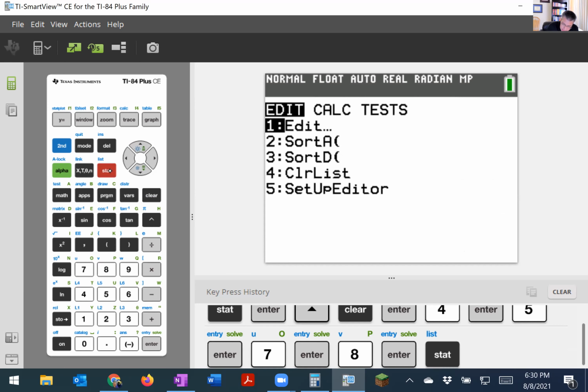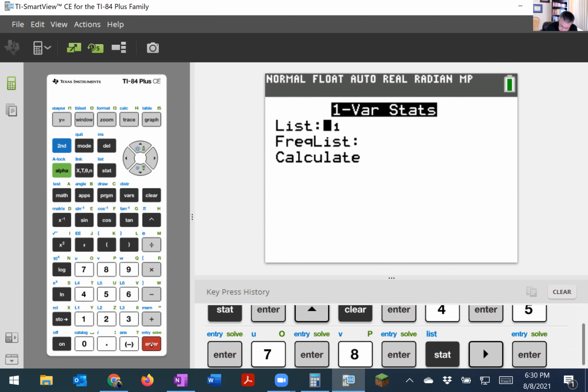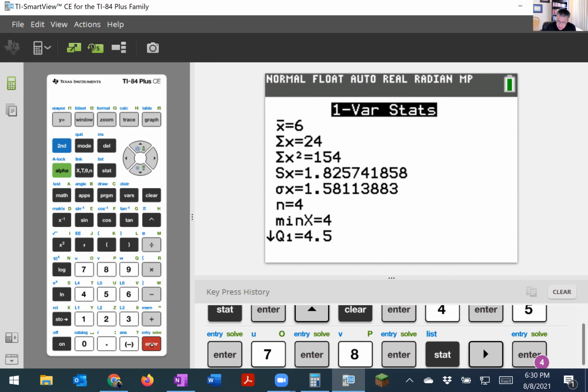Now I want to go to the stats key again. I want to arrow over to calc, hit one variable statistics, which is just enter. It's the same thing that we did for the mean. And this says that your mean is 6. But now look down here. It says S sub X is my sample standard deviation, which is 1.82. So S sub X was my standard deviation for a sample.